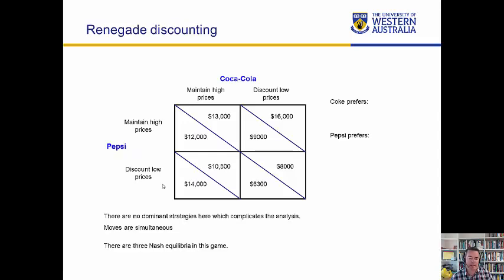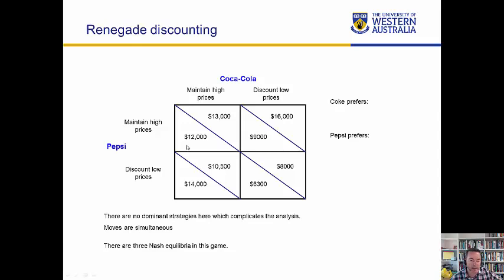Next game is Renegade discounting. Coke and Pepsi. With Coke and Pepsi, very often you see them discounting their product. It's out the front of the store, it's out the front of Coles or Woolworths whenever you go in there, and it's at the front of one of the aisles, and it's quite heavily discounted. The discount lasts for a little while, and then the price goes back up to a higher level.